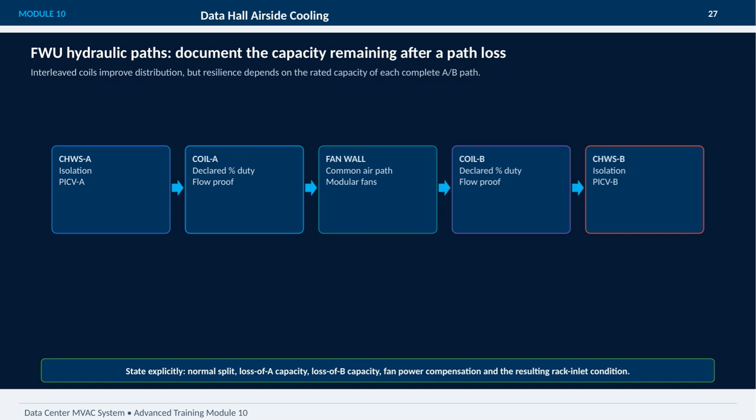The coils, labeled Coil A and Coil B, have declared duty percentages and are designed to be flow-proof, ensuring reliable operation. The fan wall comprises modular fans sharing a common air path, which adds to flexibility in managing airflow. It's important to state conditions explicitly, whether we are running in normal split mode, experiencing loss of capacity in path A or path B, and how fan power compensation is applied. This helps us predict the resulting rack inlet conditions accurately and maintain optimal cooling performance.